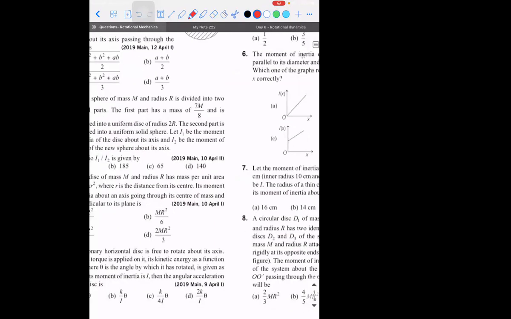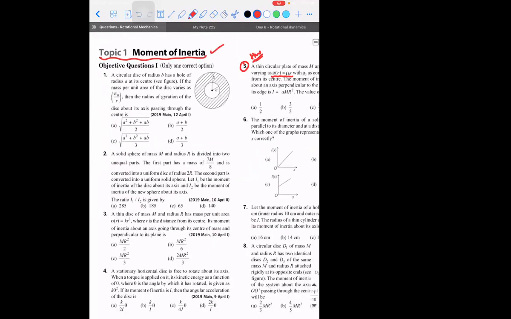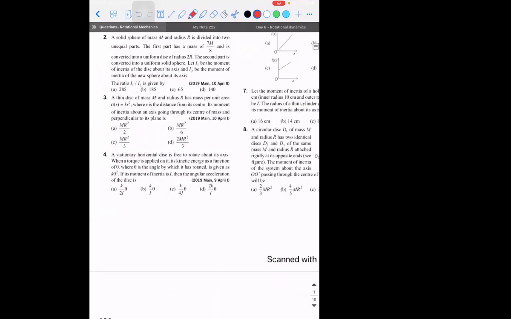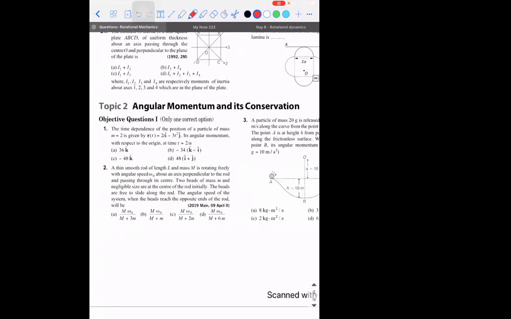So topic 1 is based on moment of inertia. The next topic that we are going to see is based on angular momentum and its conservation. Okay, so let's do it.